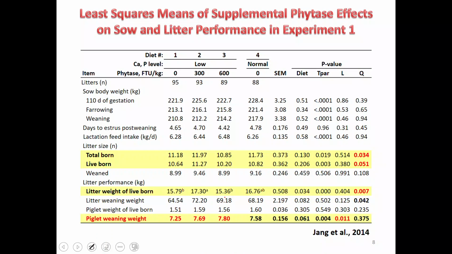And in experiment one, we measured sow and litter performance. Then as you can see in this table, sow body weight, weaning to estrus interval, and lactation feed intake were not different by dietary phytase supplementation.